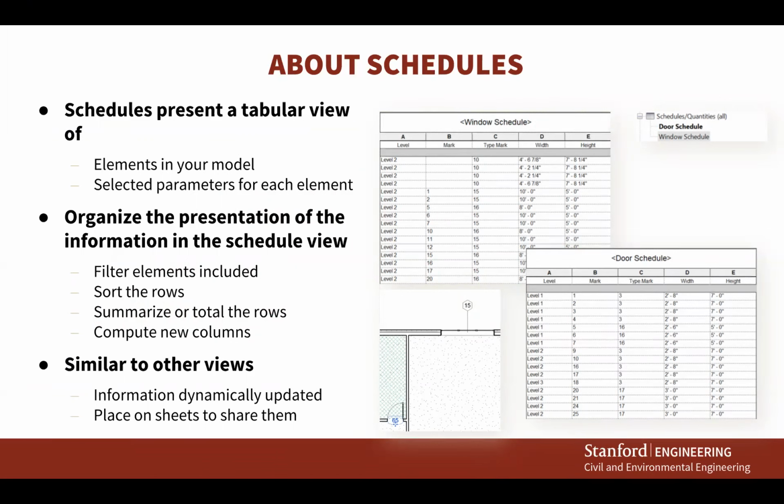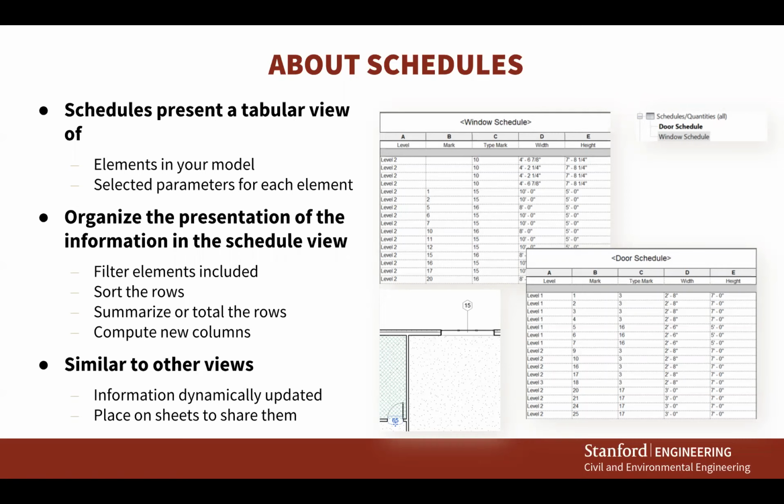Schedules present information in this tabular view. It tends to show information about all the different elements in your model, and you can select the parameters that you'd like to display for each of the different elements that appear in the schedule. You can organize the way things appear in the schedule view. You can filter different elements out of the schedule if you don't want them to appear in a specific schedule based on criteria you specify.